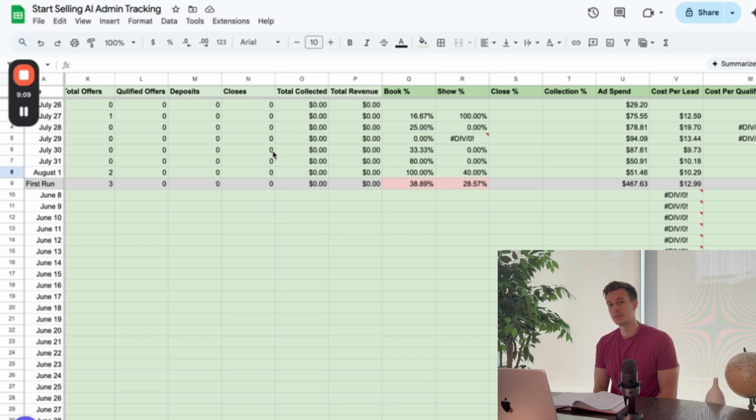And again, your emotions are gonna be all over the place. The best way to combat that is to have data in front of you and to basically have a hypothesis for how much it's going to cost to acquire your first client.